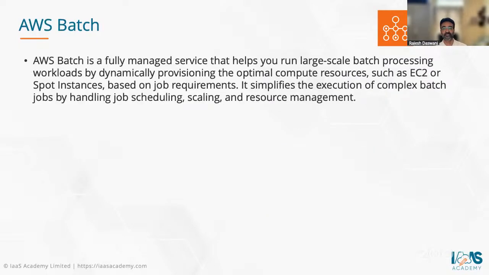AWS Batch is another service, another fully managed compute service that helps you run large-scale batch processing workloads by dynamically provisioning the optimal compute resources required, such as EC2 instances or Spot instances, based on your job requirements. It simplifies execution of complex batch jobs by handling scheduling, scaling, and resource management for you. So in the exam, watch out for those key phrases where you know that you're going to be selecting AWS Batch.